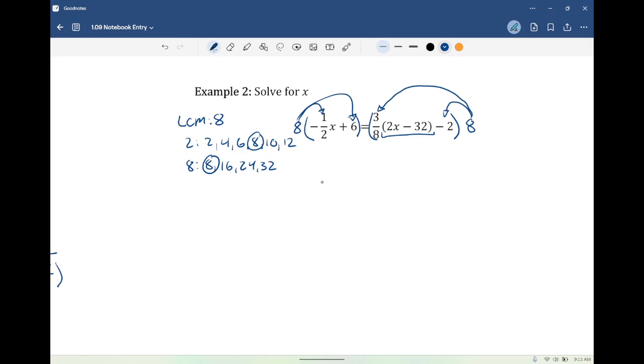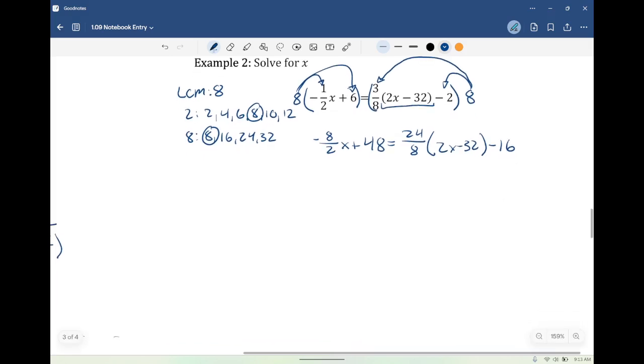Are we okay with that? We'll have a few practice problems like this. So from here, let's just multiply it out. I've got negative 8 over 2 times x plus 48 is equal to 24 over 8 times 2x minus 32, because again, that has not changed, minus now 16. All I've done is gone through and multiplied by the 8.